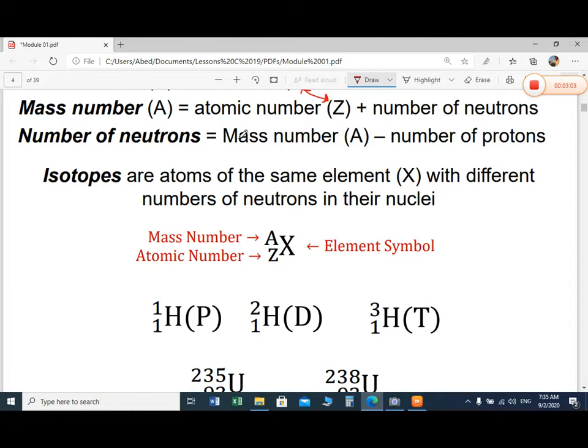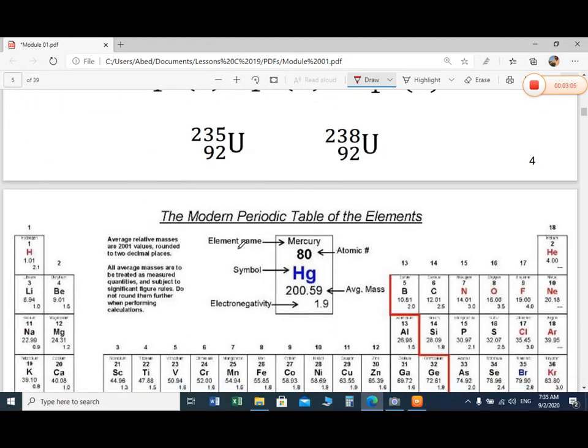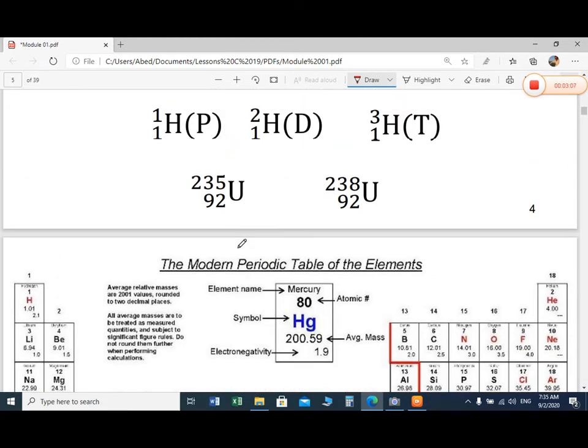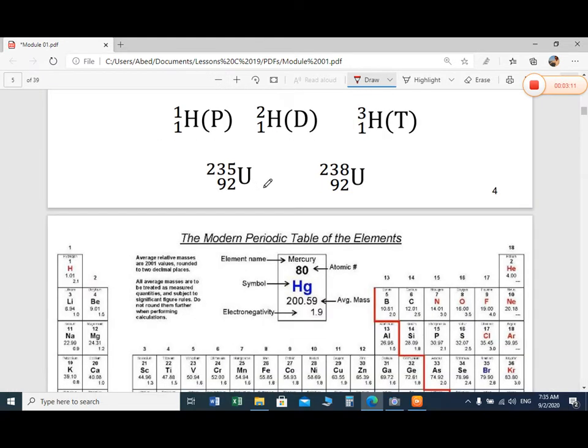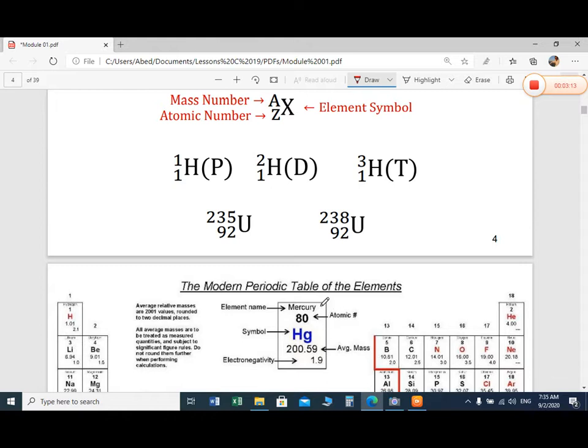Here you have to note something, that this is your periodic table, and this also gives the information about the atomic number and mass number. You see here in the periodic table, this is the explanation for one example of mercury. The atomic number is on the top of the symbol, but here the atomic number is at the subscript on the left side of the symbol. So this is the difference.